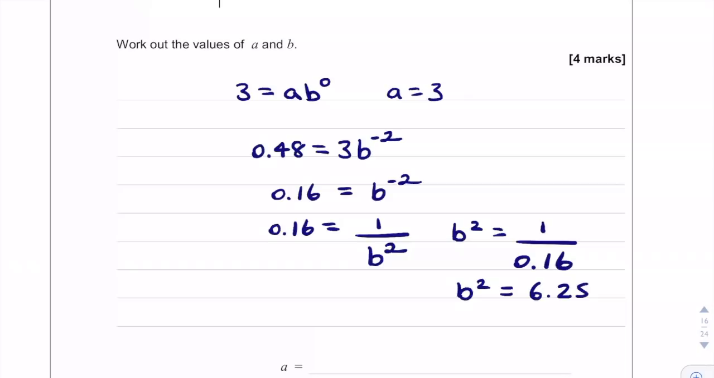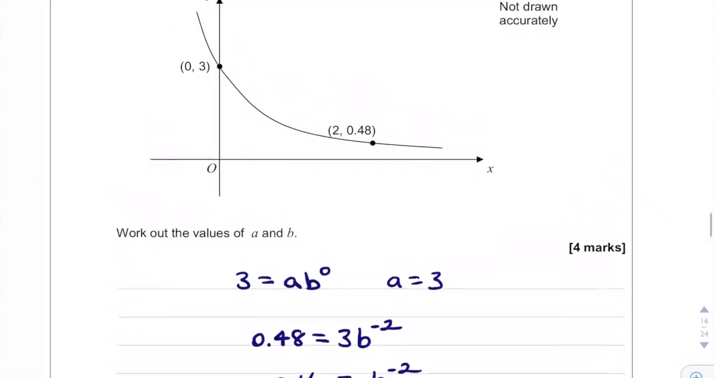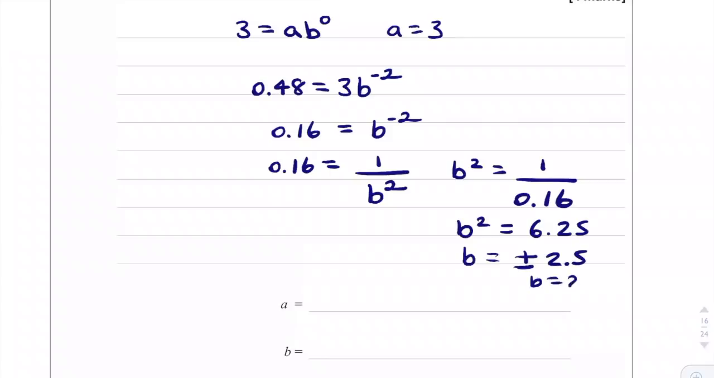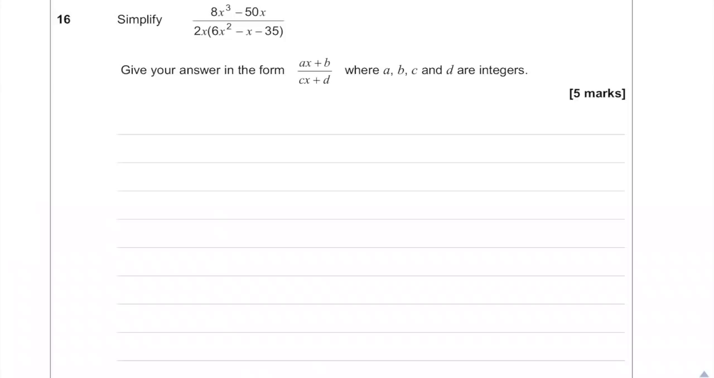And then I've just got to do the square root of 6.25 to work out b. So b is equal to plus or minus 2.5. But of course, because the curve is going in this direction, we know that b has to be positive. So b will just equal 2.5. So a is 3 and b is 2.5. So that's question 15. Question 16.